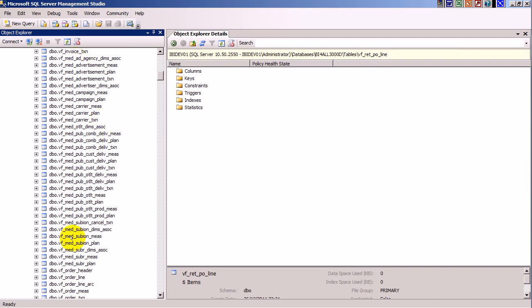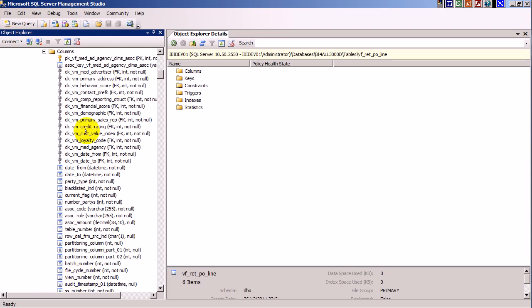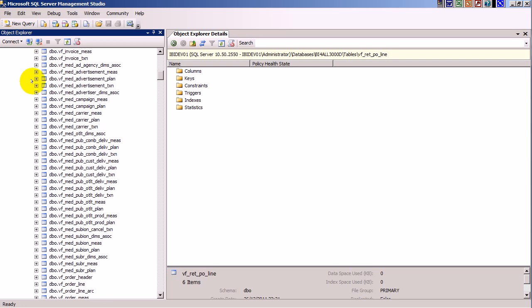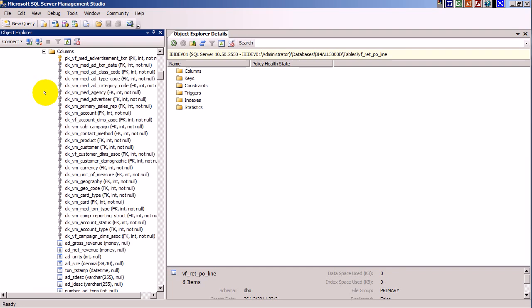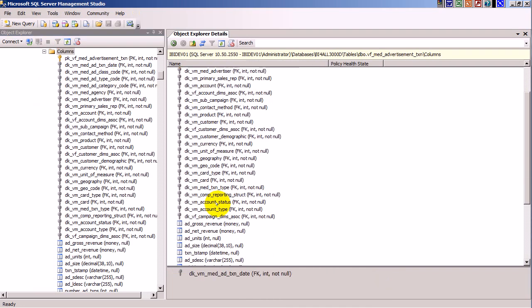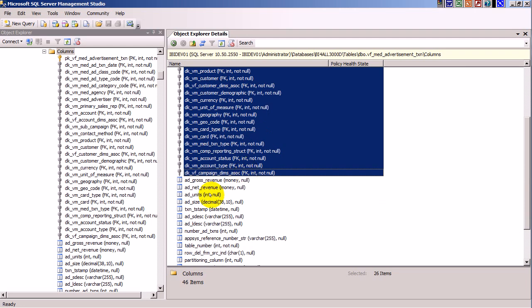And here are the media fact tables, just so you can see that they are there. And things like the media ad agency dimensions, all the normal things are in there. We'll go across to advertisement transaction. You can see that it has 26 links, and then we have ad gross revenue.